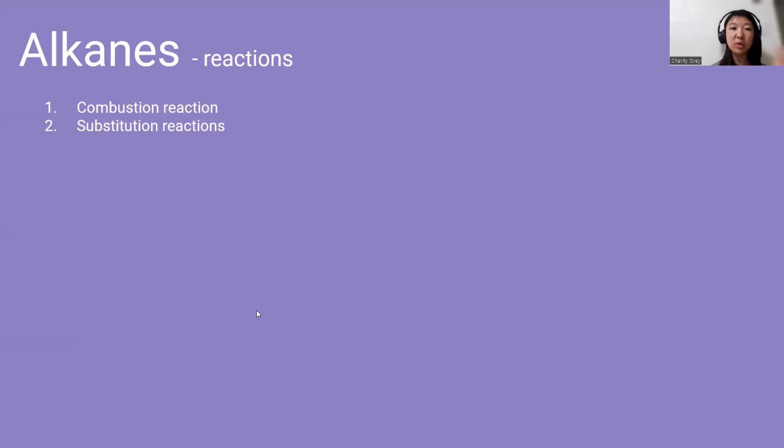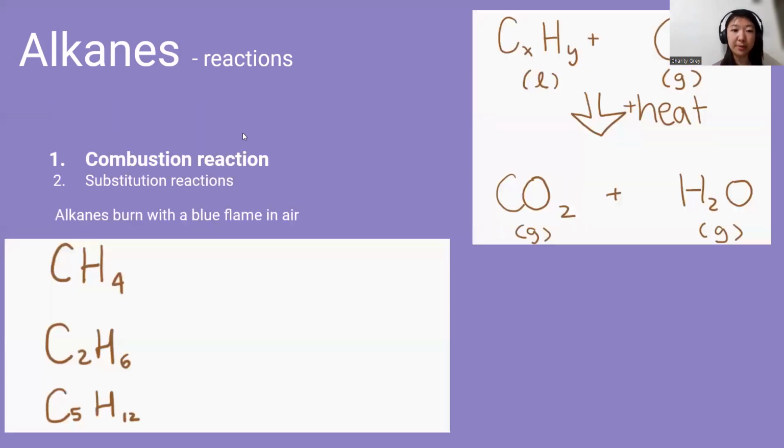For alkanes, there are 2 specific reactions that you have to know for the test. One is combustion reactions. This is fire, right? When you burn it, how flammable is it? What happens? And then 2 is substitution reactions. We'll get into that later.